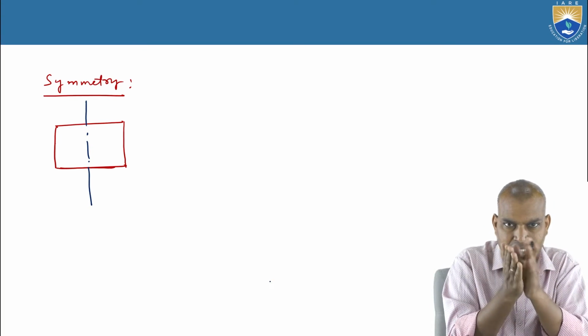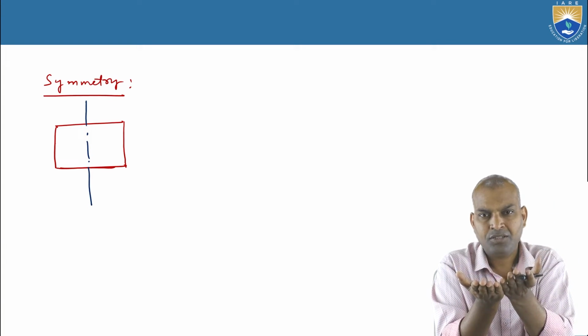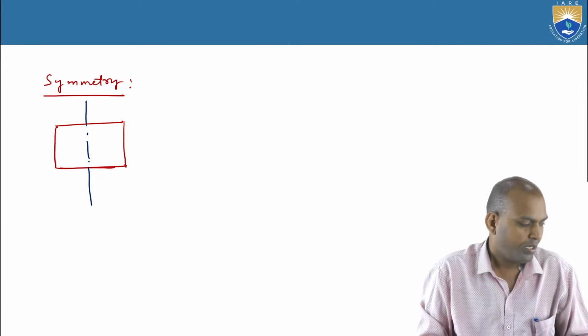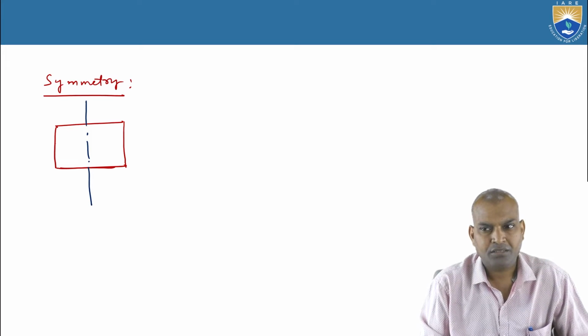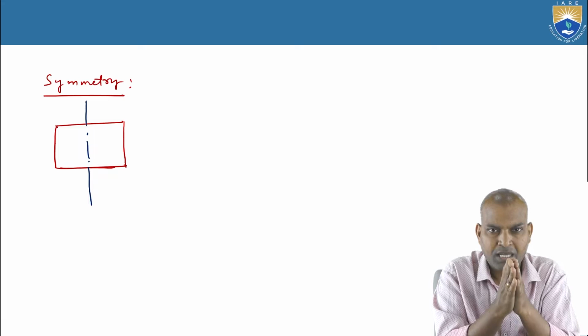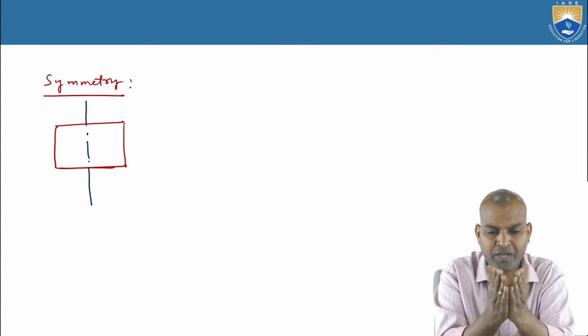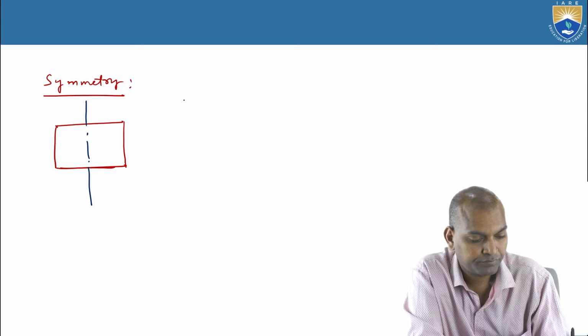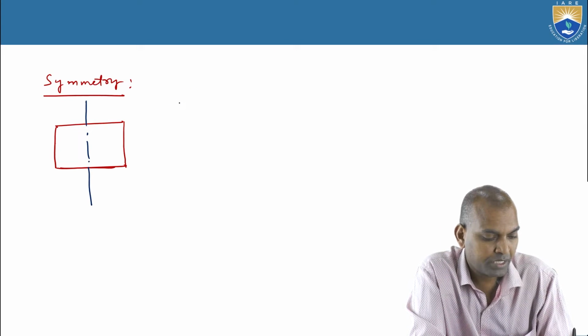If you consider the rectangle or a square geometry figure and you fold it exactly, it becomes an exactly equivalent shape. Then it is known as, if you fold about the y-axis, that means it is symmetrical about axis y.